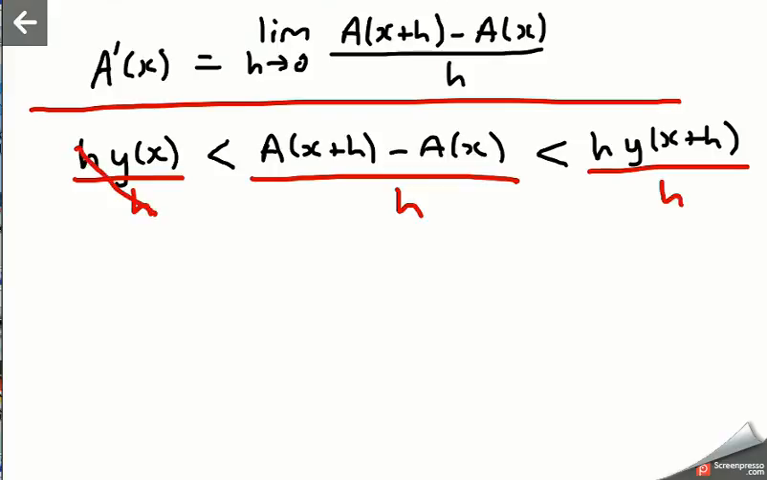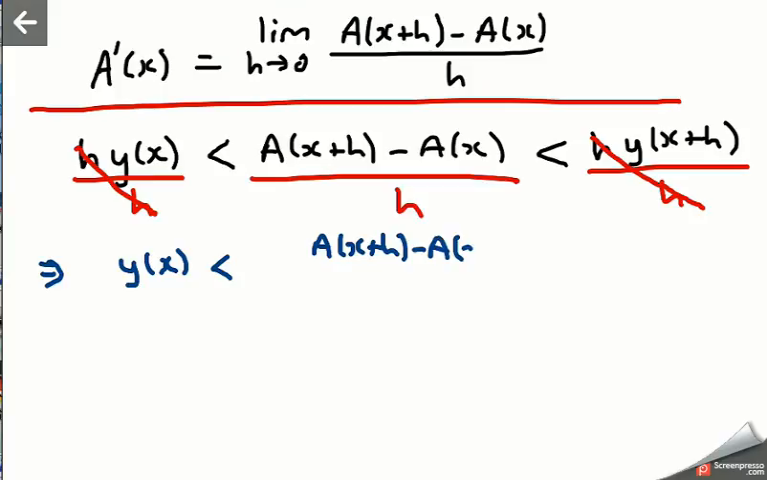And these h's cancel, and these h's cancel. And what we are left with is this beautiful statement. y of x is less than A of x plus h minus A of x, divided by h, which is less than y of x plus h. And this is true for all h bigger than 0.